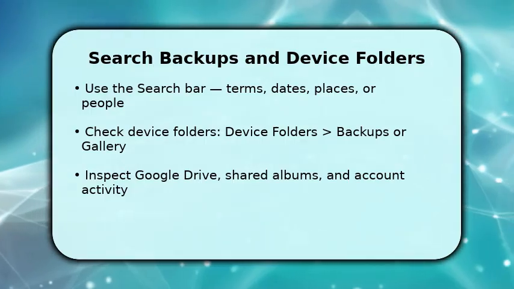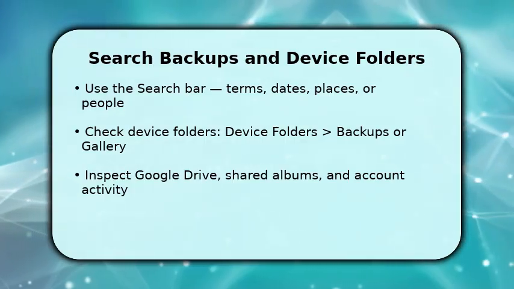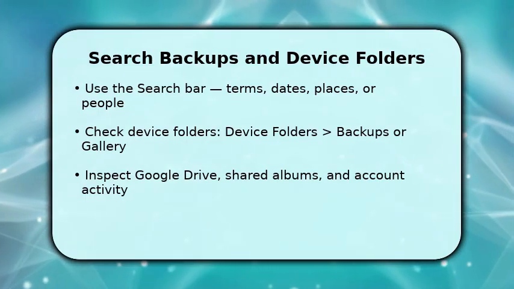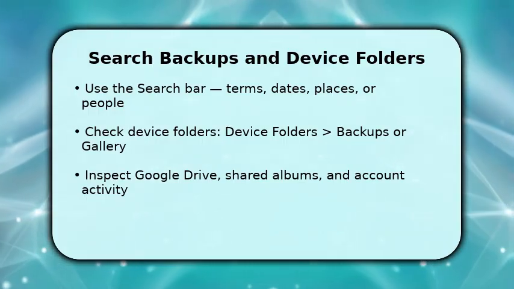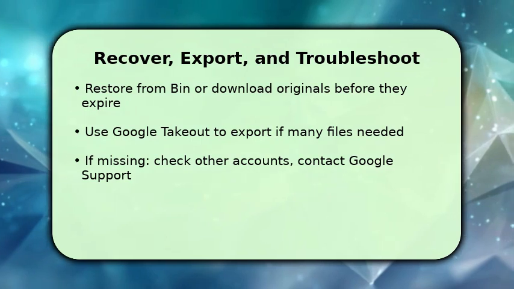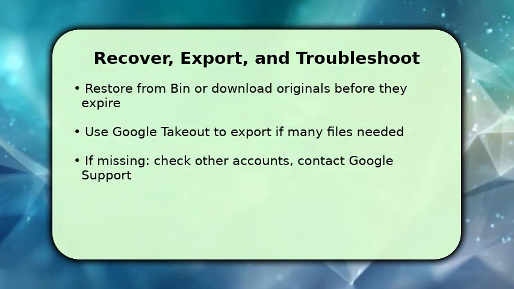Also check Google Drive and any shared albums where someone else might have moved images. Finally, review account activity for recent deletions or restorations. To finish, restore items from bin by selecting Restore so they return to your library and albums.